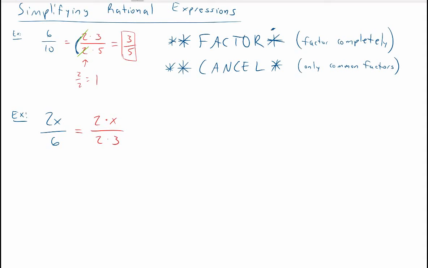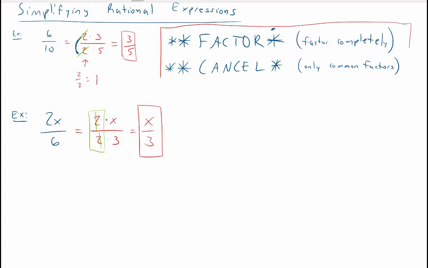Well, notice there's a common factor here of 2, right? Those are both factors. You can tell because they're attached to multiplication. So I cancel the 2's, and I am left with x over 3. And that is my simplified rational expression. Really basic, really straightforward. That's a simple one, but we're going to get a little bit more complicated, of course, as we go. But the concept stays the same the whole time.